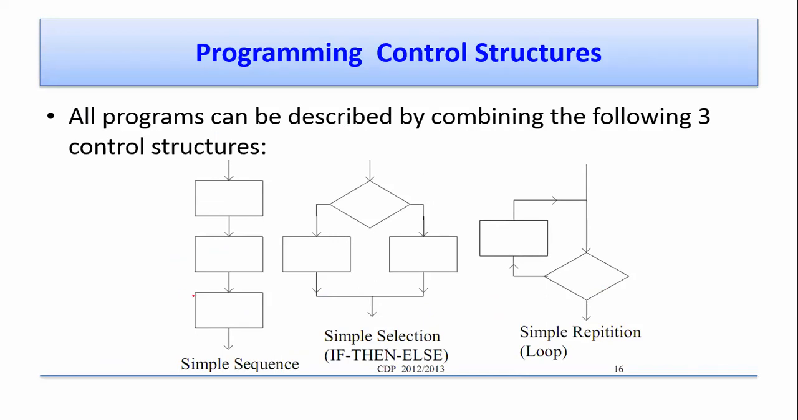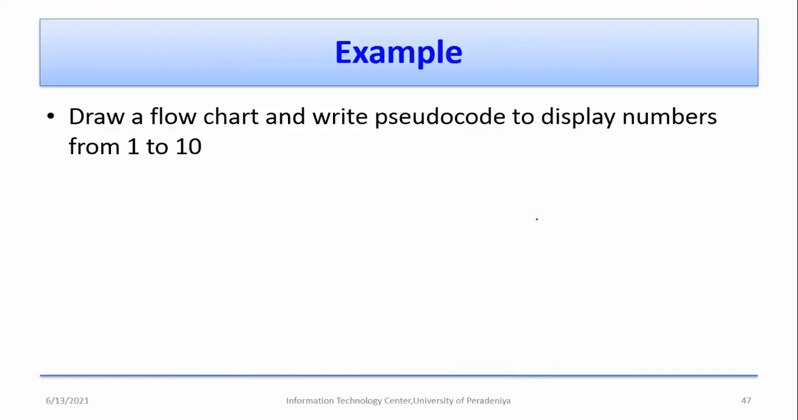So we have discussed the simple sequence, or the sequential order, and then we have discussed the selection statements. Depending on the condition, we can decide this path. And the next one is repetition structure, or loops, right? So I'll take an example. Now I want to print numbers from 1 to 10.